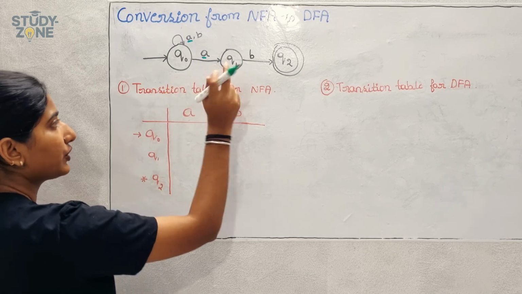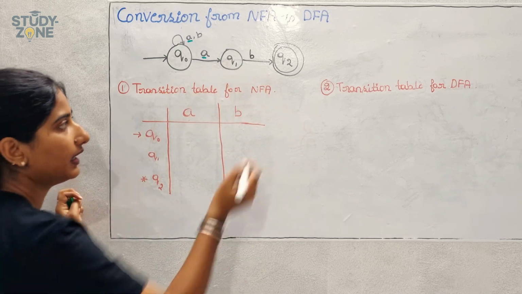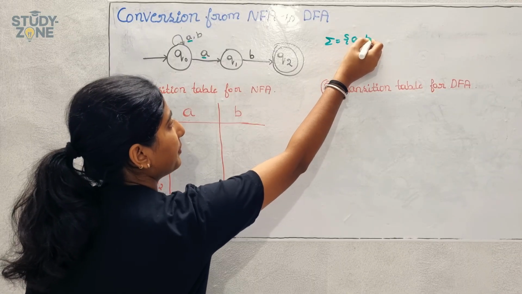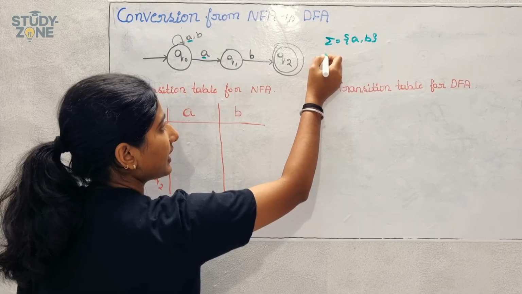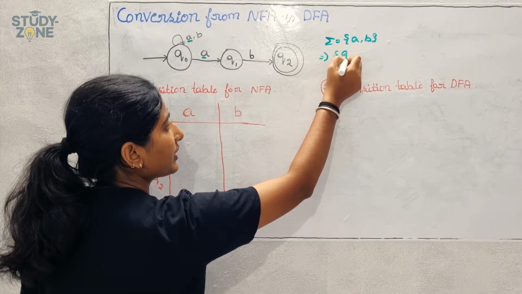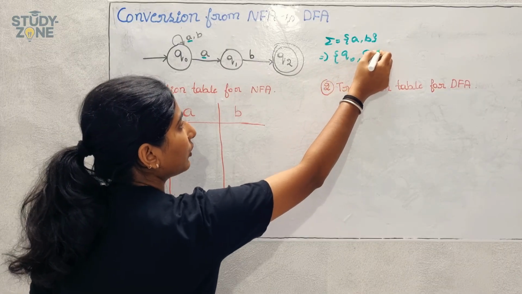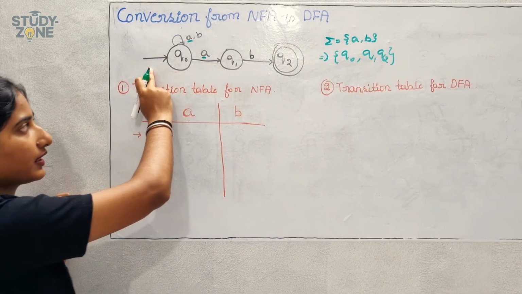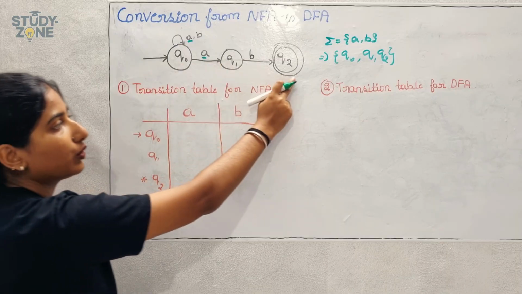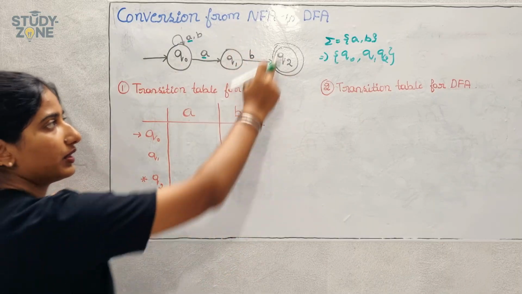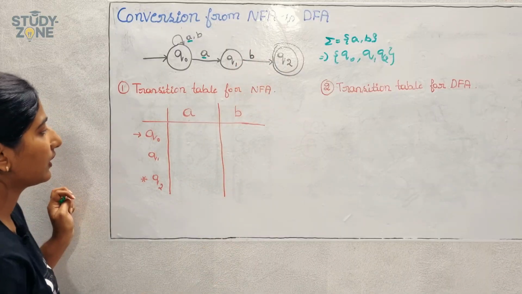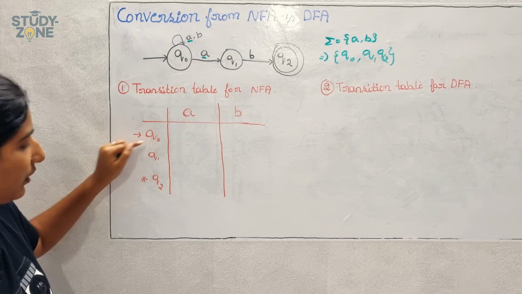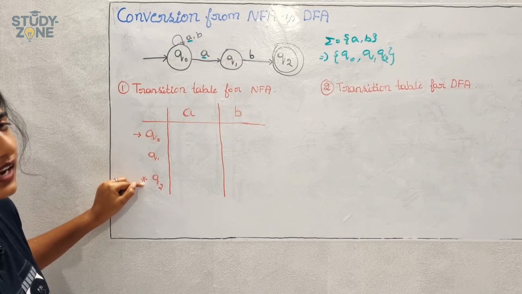At first, you write all the alphabets. Alphabets are A and B, and the states are Q0, Q1, Q2. Q0 is the starting state because it is represented with an arrow, and Q2 is a final state because it is represented with a double circle. In the transition table, we represent the starting state with an arrow and the final state with a star symbol.